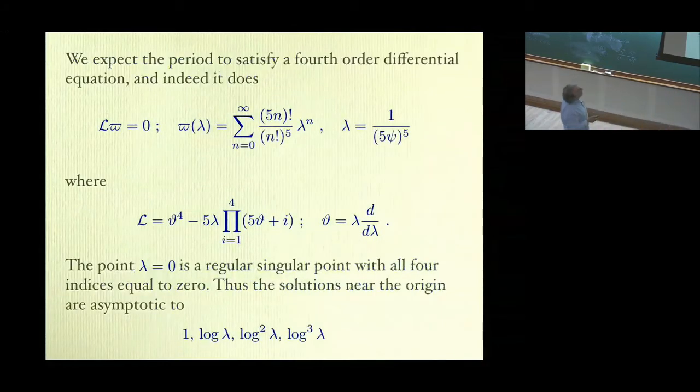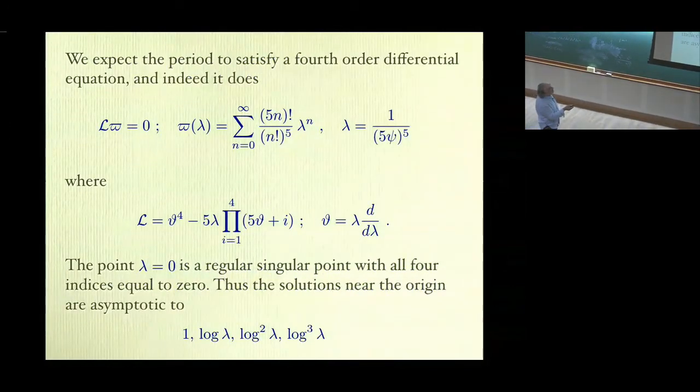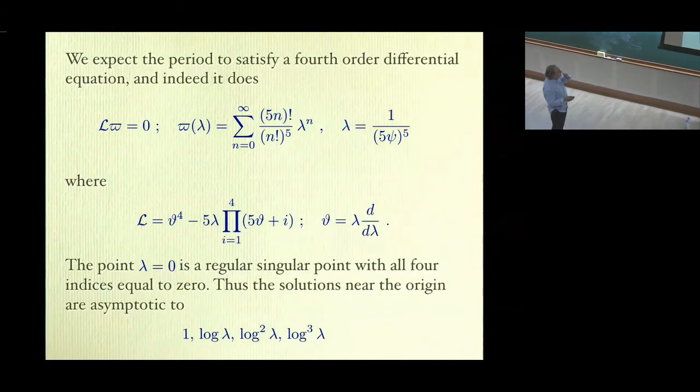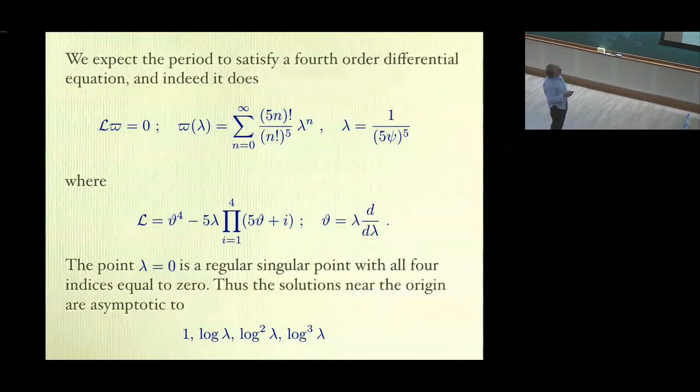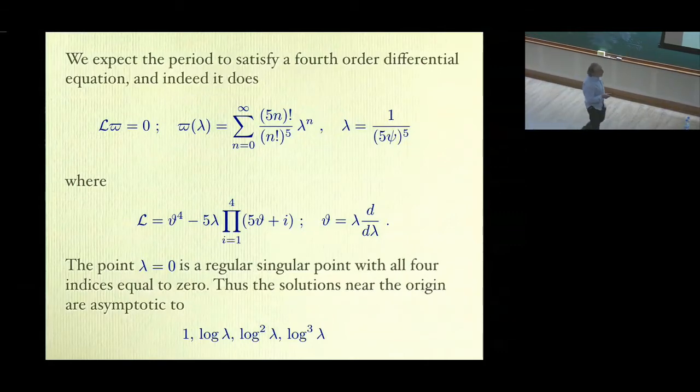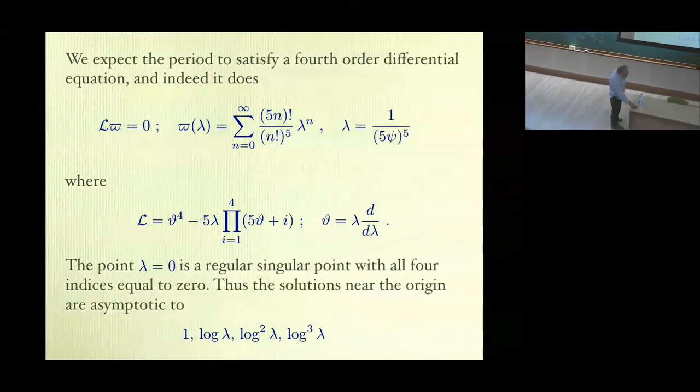Okay, so we've got a pi of lambda. Lambda is convenient just to write as 1 over 5 psi to the 5th. We've got a pi of lambda, which is this function. And we said it would satisfy a differential equation. It does satisfy a differential equation. Here's the differential equation. It's a fourth order differential equation. Theta is lambda d/d lambda. And if you just check it, then this satisfies the equation.